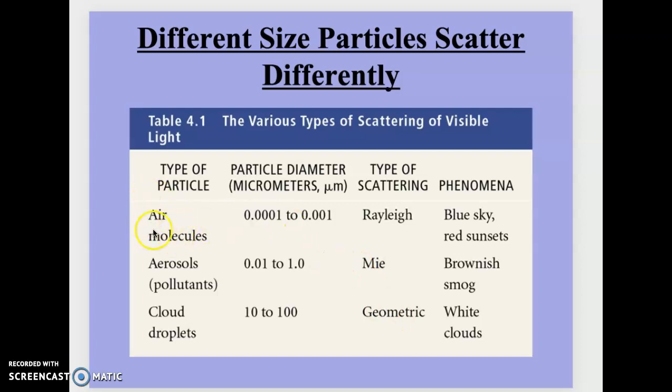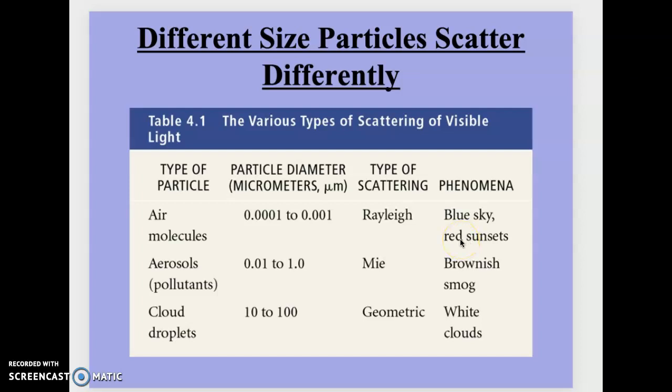So air molecules, nitrogen and oxygen, scatter incoming light, and these particles are 0.001 micrometers. Micrometers are 10 to the minus 6th meters, so significantly smaller than that. This is oxygen, nitrogen, and this results in blue skies and red sunsets as the sun angle becomes lower. So again, that's just one form of scattering.